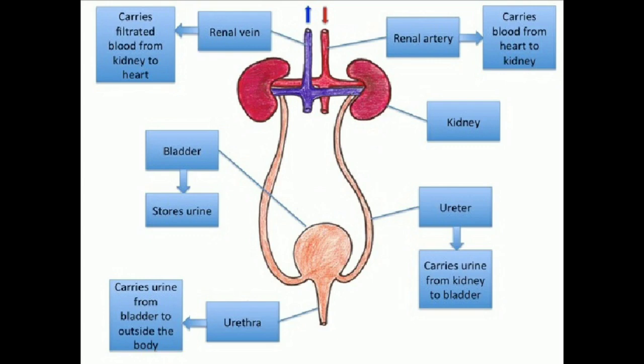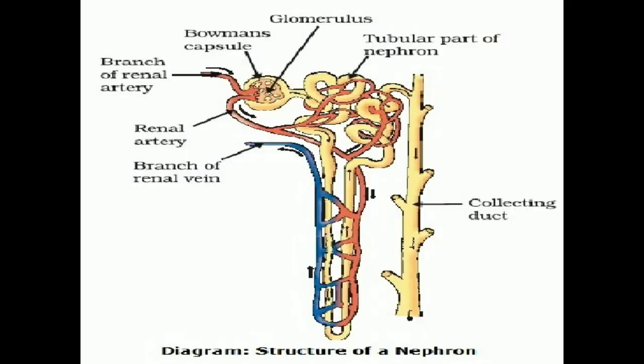Then what about the structure of the kidney? You know that each kidney is made up of a large number of excretory units called nephrons. The nephron has a cup-shaped bag at its upper end which is called Bowman's capsule. The lower end of Bowman's capsule is tube-shaped and it is called a tubule. The Bowman's capsule and the tubule taken together make a nephron.